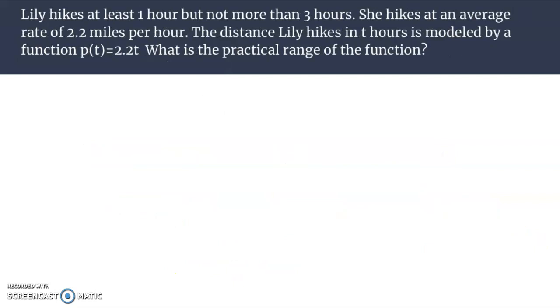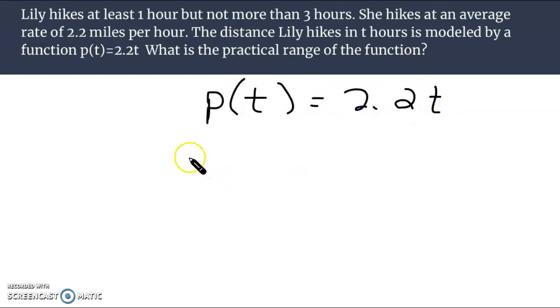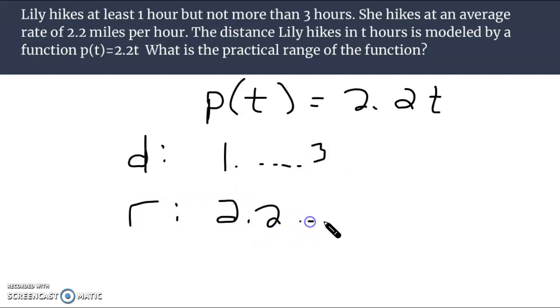All right, let's look at one more. Lily hikes 1 hour, but not more than 3 hours. She hikes an average of 2.2 miles per hour. The distance in t hours is represented by the function p of t equals 2.2t, where t is the time and p is the distance. She's going 2.2 miles per hour, not that fast, but just a hiking rate. For the domain, put a D, 1 to 3. Put an R for range here. Let's plug those in. 1 times 2.2 is 2.2 miles. 3 times 2.2 is 6.6.